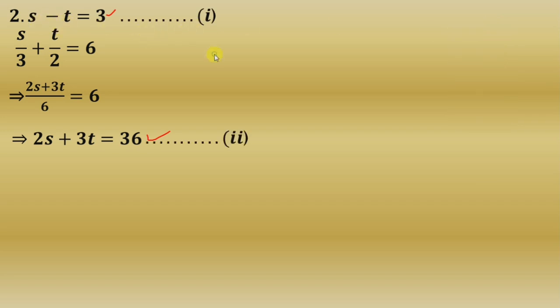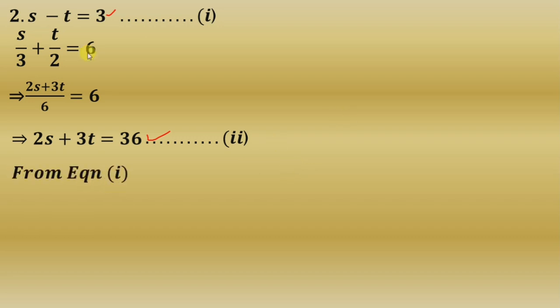I'll take the LCM of 3 and 2, which is 6, then 2 into s is 2s plus 3 into t is 3t is equal to 6. Now by cross multiplication, 2s plus 3t is equal to 6 6s are 36. Now I can see two equations, this and this, in simple form. No fraction is there. Now I will follow the steps. I'll mark it equation number 1 and this as equation number 2.